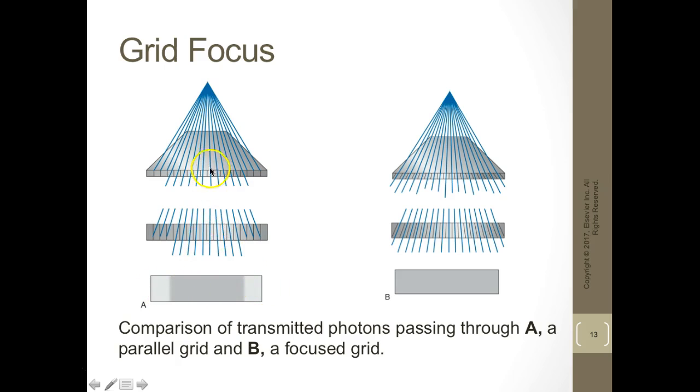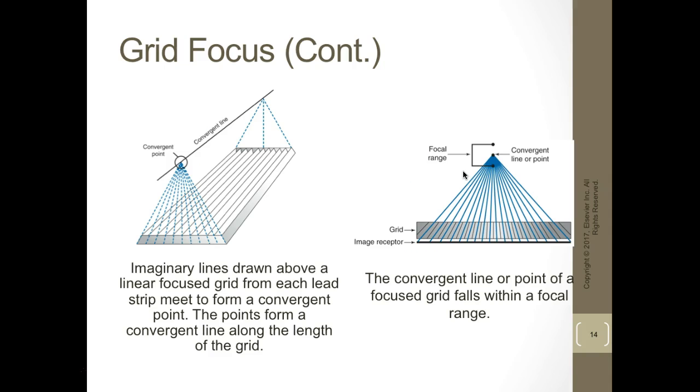Just the photons coming straight are going to make it in between the inner space to hit the image receptor. Now this here is a linear focus grid. You can see that the lines are angled and the photons are able to slide right in between each of the lead strips. So this is set distances. When you have a linear focus grid, you need to know, is it a 40-inch or a 72-inch? So your distance matters.